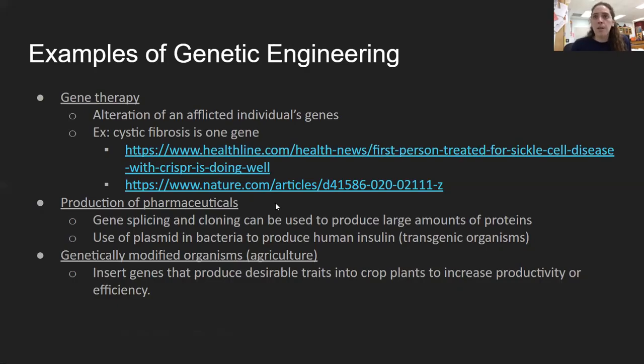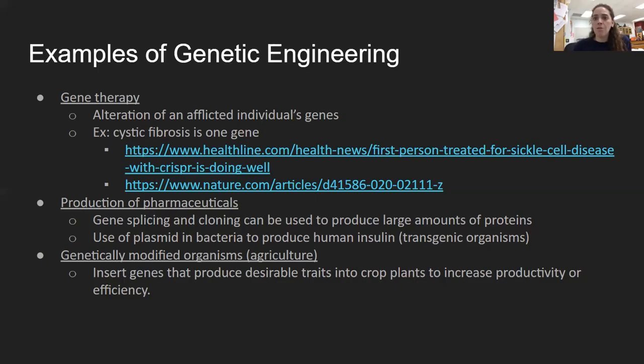Also useful for the production of pharmaceuticals, so medications, being able to use gene splicing and cloning in order to get bacteria to make medications for us. Things like insulin, we currently use bacteria to produce human insulin. So we've got genetically modified organisms, or GMOs, very common in agriculture. Although the E. coli that we're going to produce in the bacterial transformation lab are technically a genetically modified organism.